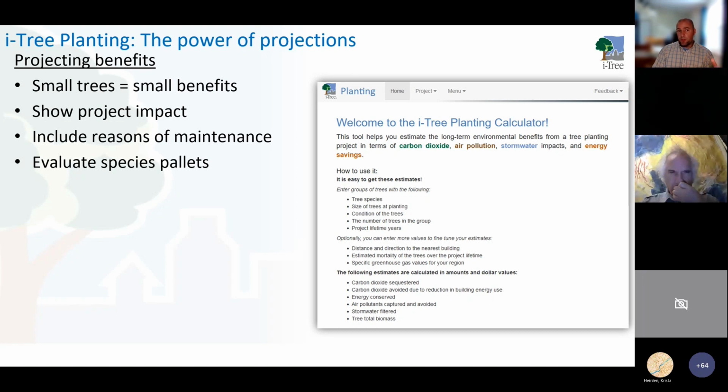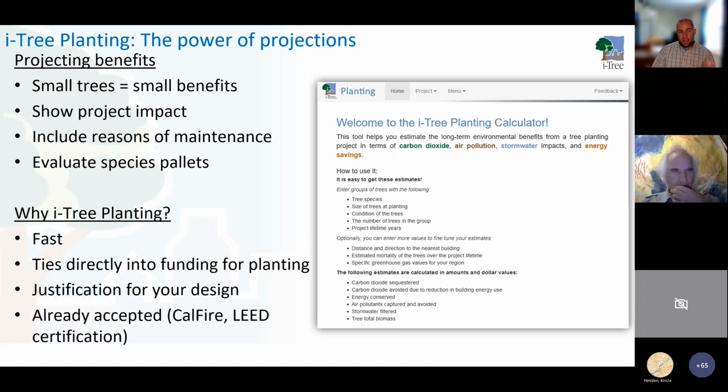And you can also go deeper. You can look at reasons for maintenance. So in iTree planting, you can say, what if we have higher mortality because we don't take care of these trees? Or what if these trees, instead of being in good health, go to poor health? How's that going to impact our benefits? You can run a few different scenarios and say, not only do we need this money to plant trees, we also need a certain percentage to take care of those trees so that we ensure these benefits last over time. And you can evaluate your plan, evaluate your species palette. So what species are you going to plant? Which ones are going to provide the most benefits, and why are you selecting those?